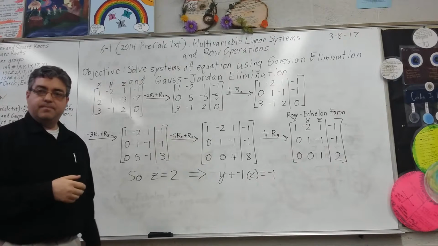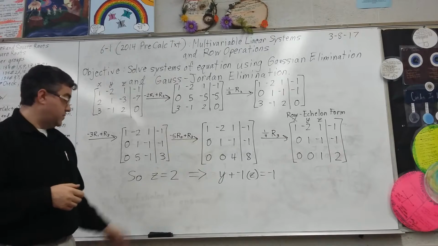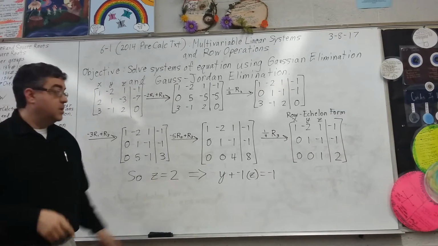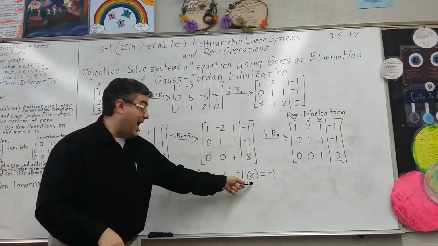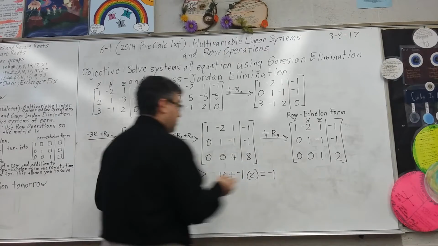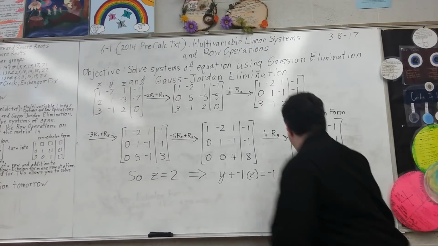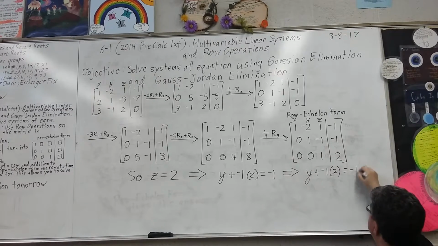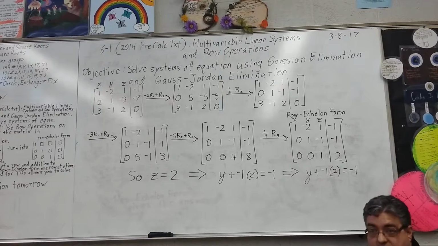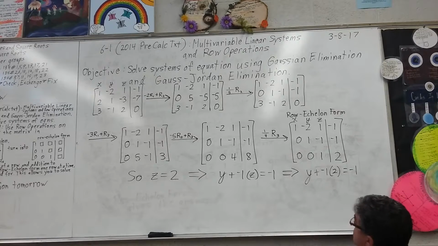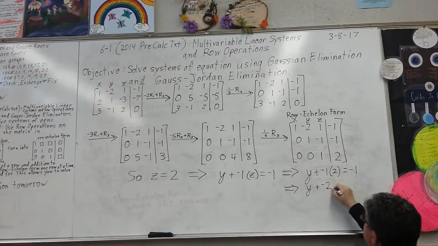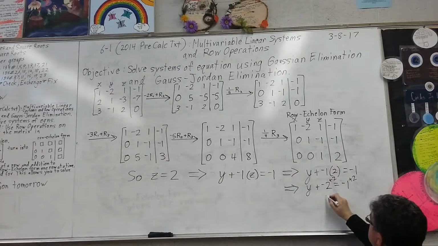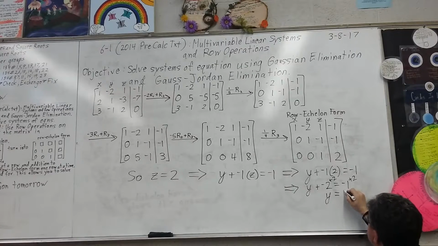So z is always 2. Okay. So I'm going to use that fact to plug in here. Because now I can say y plus negative 1 times 2 equals negative 1 because z is 2. Which then lets me say y plus negative 2 equals negative 1, add 2 to both sides, and y equals 1.